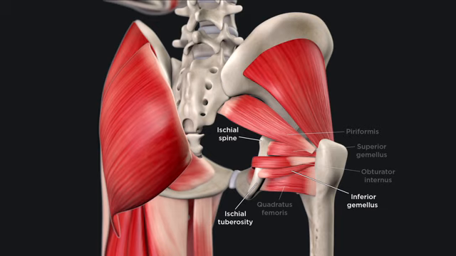Inferior to the inferior gemellus is the quadratus femoris muscle. It originates on the lateral edge of the ischial tuberosity and inserts on the intertrochanteric crest. Now, together, all of these muscles, piriformis, superior gemellus, obturator internus, inferior gemellus, and quadratus femoris, all laterally rotate the hip joint and help stabilize it.